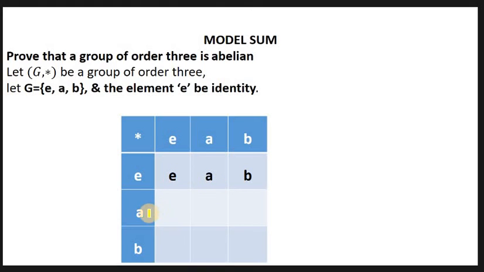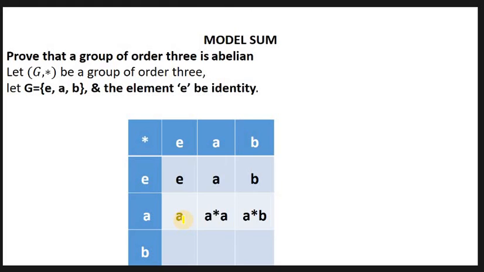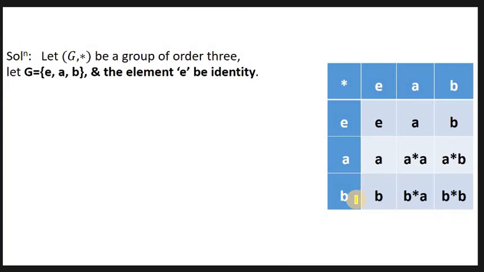Then let us go to the second row: A star E is again equal to A, because E is the identity element. When you operate with the identity element, the same element remains. Then A star A, let us write it as it is, and A star B. Then the third row: B star E is equal to B, B star A, as it is, and B star B is B itself.